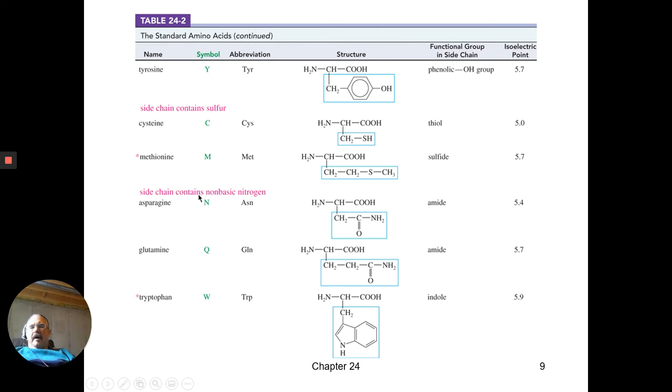And then we have some that have a non-basic nitrogen. Okay, this is a non-basic nitrogen because it is an amide. So is glutamine. And then tryptophan has a non-basic nitrogen because protonating this nitrogen would destroy the aromaticity of this ring.